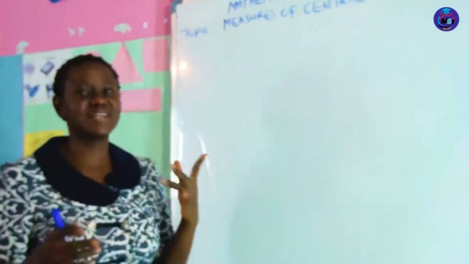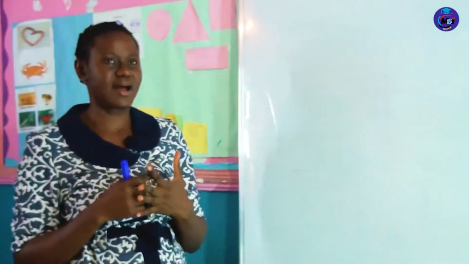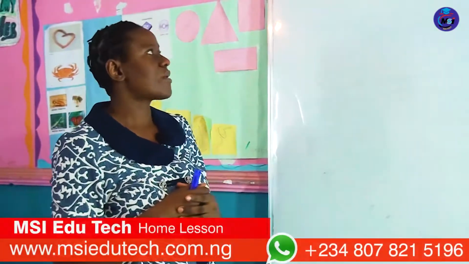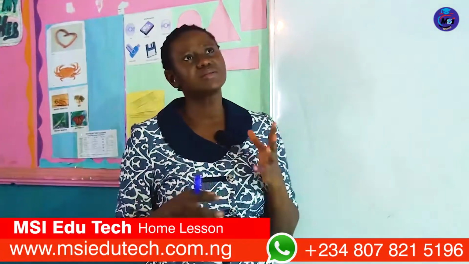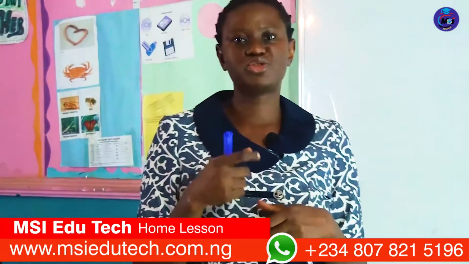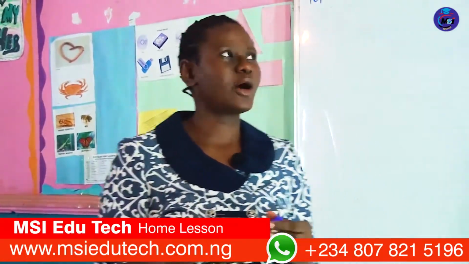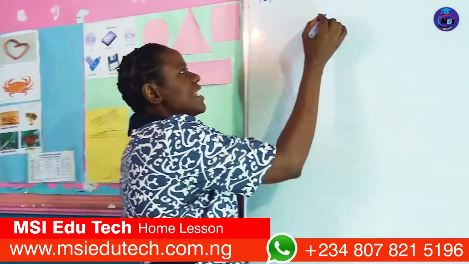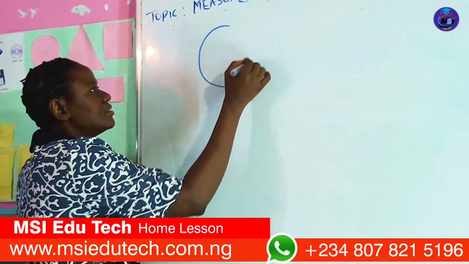From what we have done, you can see how interrelated these topics are. So a knowledge in one topic helps you in the next topic. All right, next we're going to be talking about tossing a coin, throwing a die. Now, a coin, let's assume this is a coin.